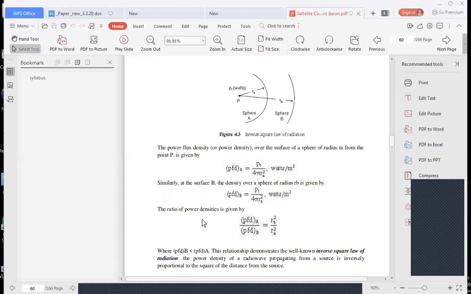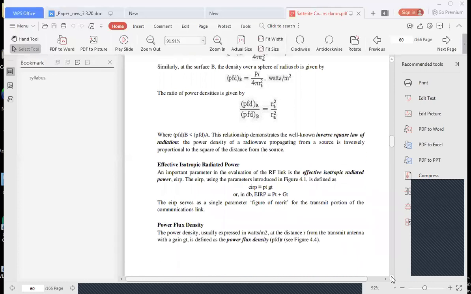And now the ratio of power density is given by RB square by RA square. That is given by the relationship demonstrating the well-known inverse square law of the radiation. If the distance is greater, with radius RA here and radius RB there, then the PSD is reduced.